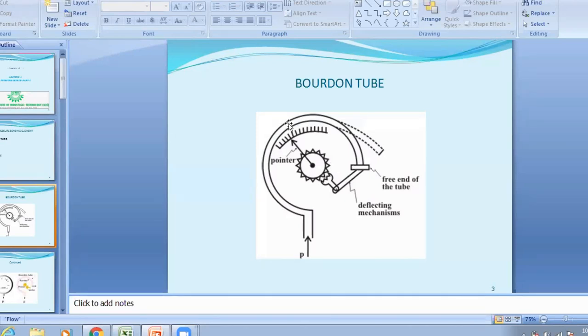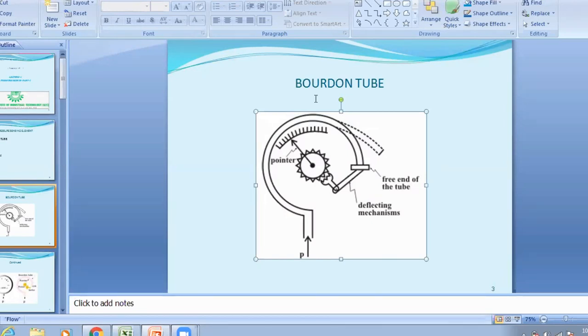But still, what is the disadvantage of this tube? What is the need of the deflecting mechanism? The main use of the deflecting mechanism is to amplify the readings. To amplify the pressure readings means what? This displacement or deformation is very slow. Whenever the pressure is applied, the deformation of the body, the deflection, is very slow. Deflection is very slow means, in other words, the signal is very weak.